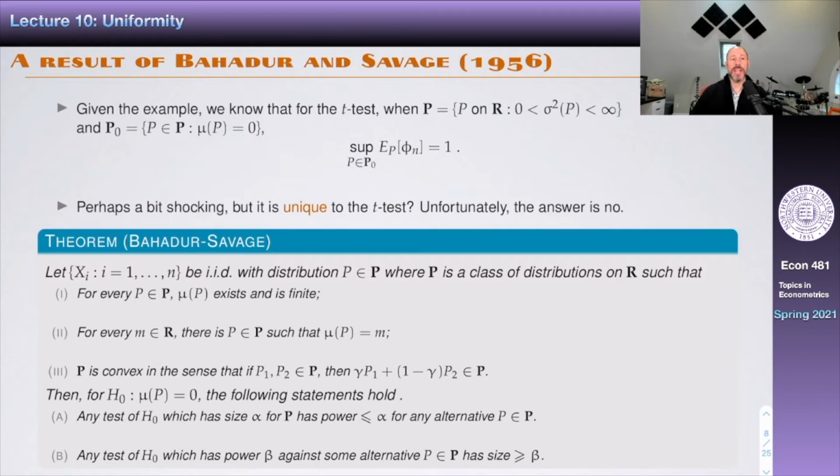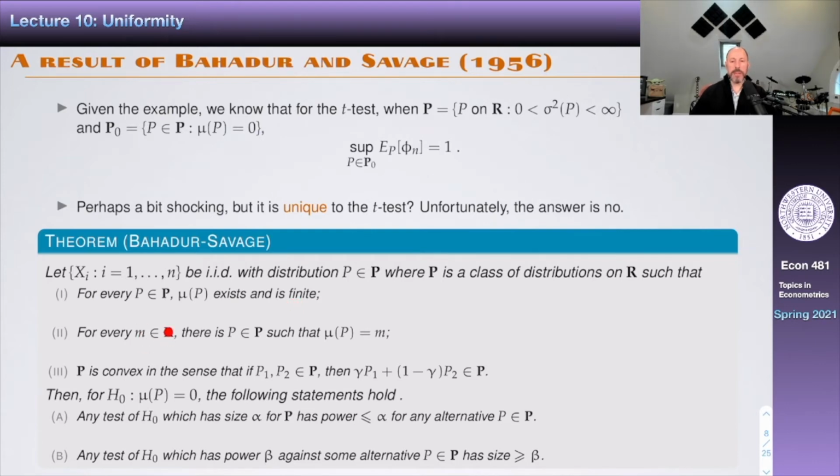And at the end of the day, you're going to see it just relies on the same idea of the example that I showed you before. Okay? So let's read the theorem. It said, let X_i from 1 to n be IID with distribution P, where bold P is a class of distributions on the real line such that it satisfies 3 conditions. The first one is for every P, mu_P exists and is finite. Okay? So we have the mean is well defined, and is finite.